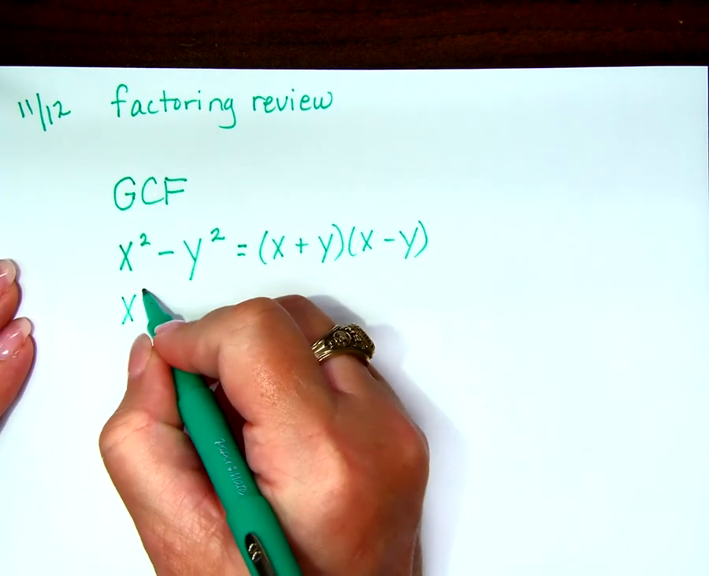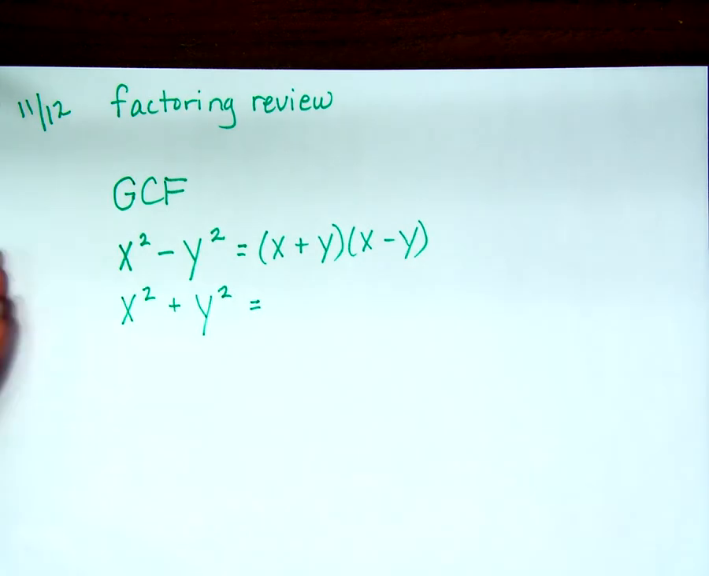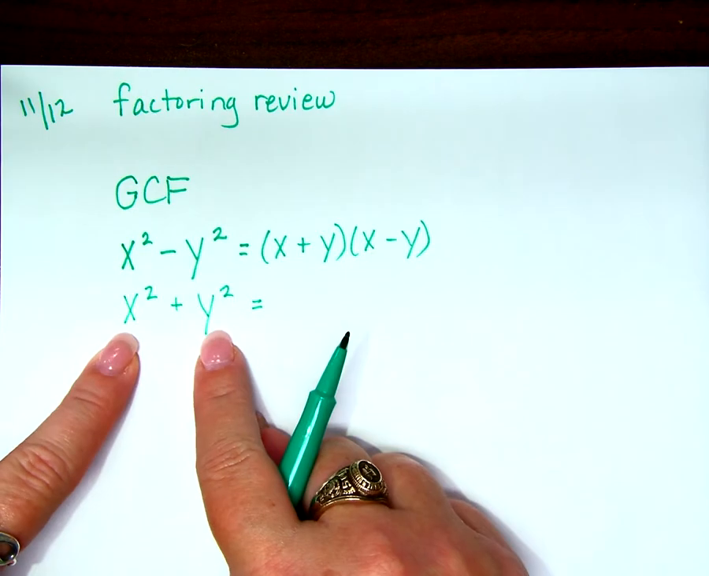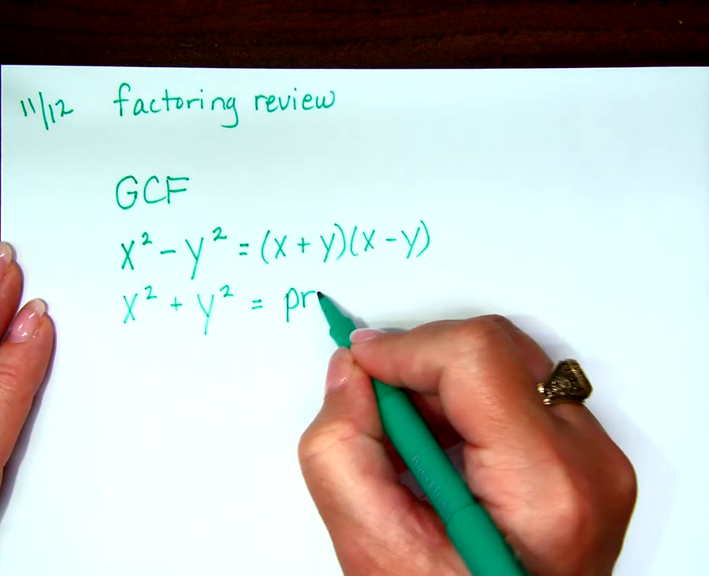It could also be something like this, right? X squared plus y squared. How do you factor that? Guys, if you'll remember, please, when I ask a question, I want everybody to have a chance to think before people blurt out the answer. Okay? If I have this, can it be factored? No, so what do we write? Prime.